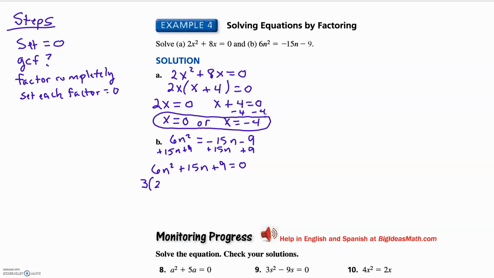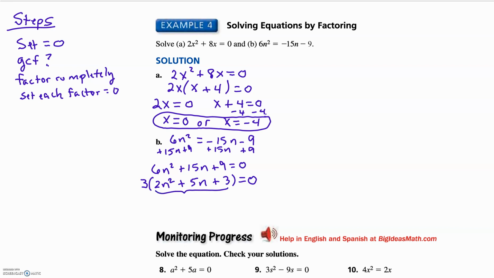So 6 divided by 3 is 2, so we have a 2n squared. We divide 6n squared by 3. 15n divided by 3 is 5n, and 9 divided by 3 is 3. So we factored out the GCF. We need to see if we can factor the polynomial that is inside the parentheses. So a is 2, c is 5.